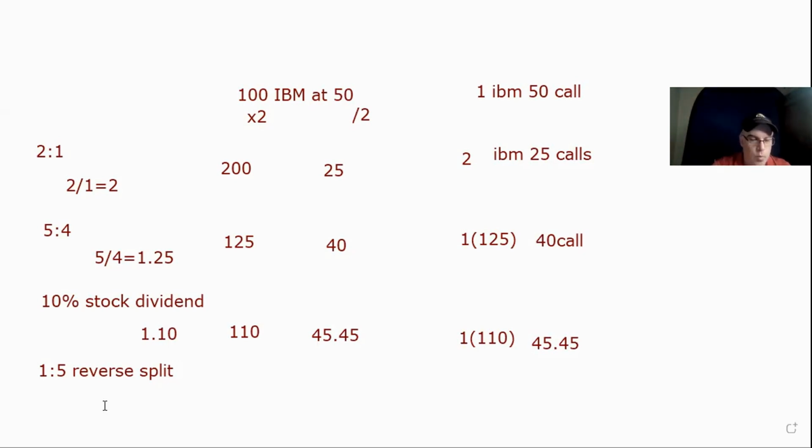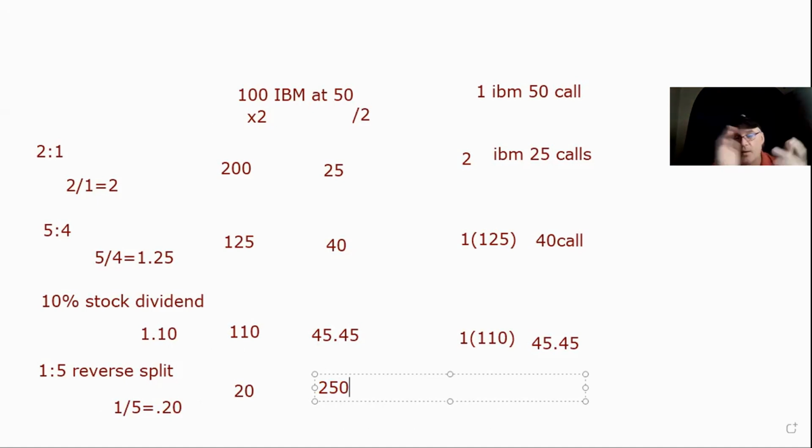But let's do this. 1 divided by 5. Let me write it out. 1 divided by 5 equals 0.2. That's my multiplier. I'm going to do 100 times 0.2. That gives me 20 shares. And then I'm going to do 50 divided by 0.2. That gives me 250. So again, it's still worth 5,000 total, but now I only have 20 shares when I had 100, but they're worth 250 each. Looks better.